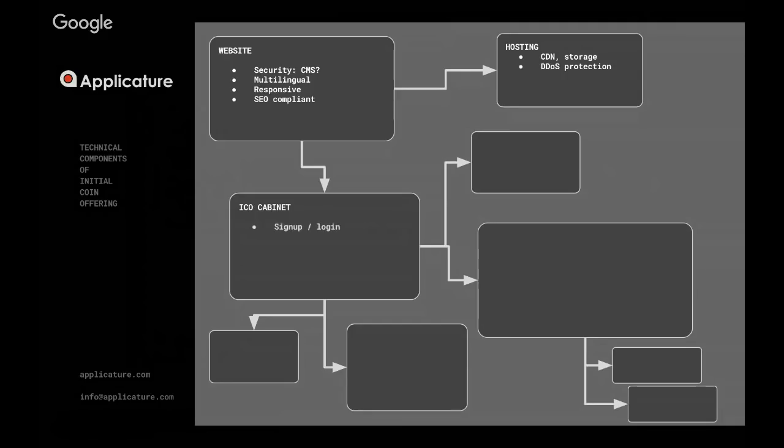ICO cabinet. So what does the ICO cabinet have to provide? First of all, sign up and login functionality. All right. That's something that will be the private area for your contributors to go into and have all the interaction with you. Certainly, the sign up and login.